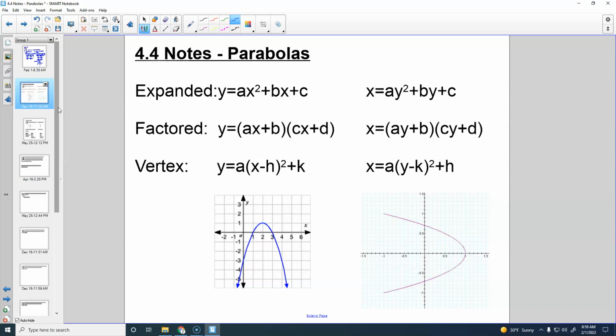Parabolas you have seen before. I don't believe you had seen circles or ellipses or hyperbolas before. Those were all new to you. Parabolas is something you have seen before.